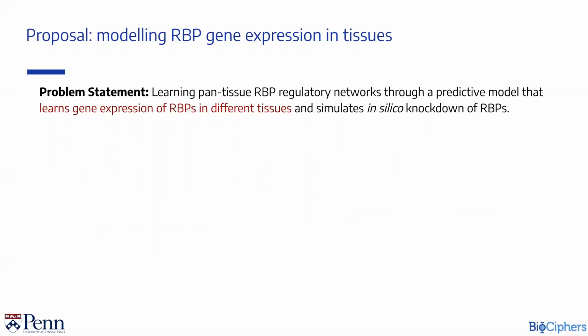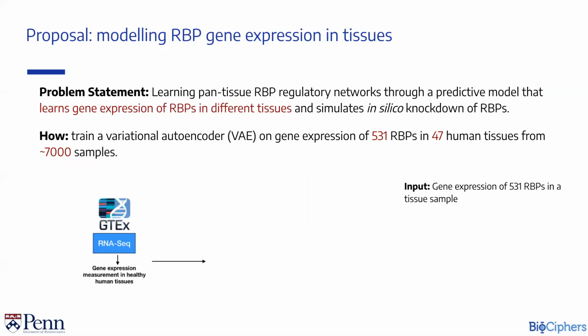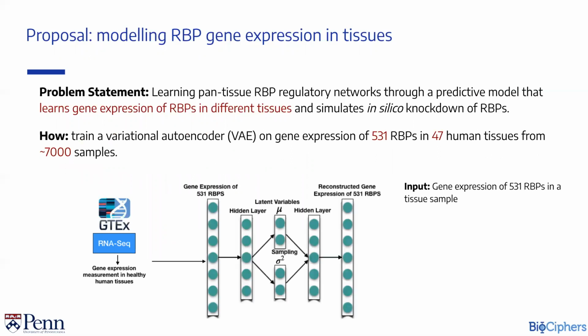What we want is a model that learns gene expression of RBPs in different tissues. How do we do that? We train a variational autoencoder on gene expression of 531 RBPs in 47 human tissues with approximately 7,000 samples. Input to the model is gene expression of these RBPs in a tissue sample that goes through a variational autoencoder that learns to compress and decompress the input to reconstruct the same gene expression as the output.